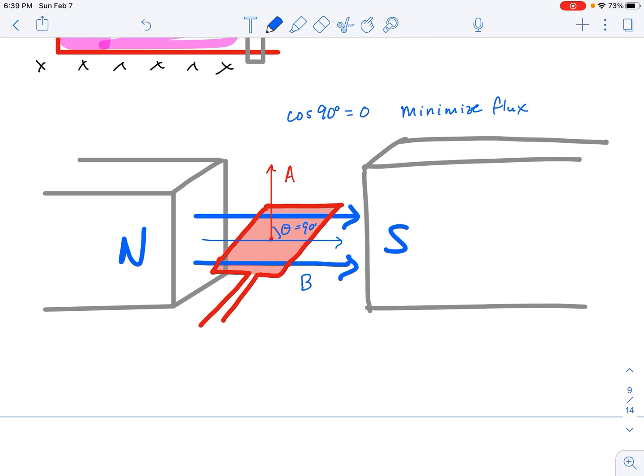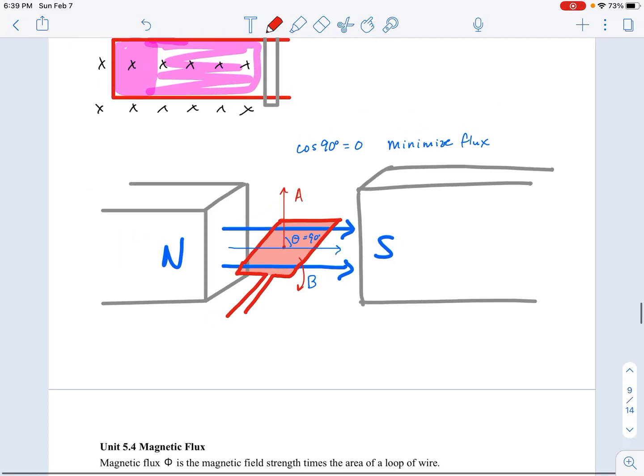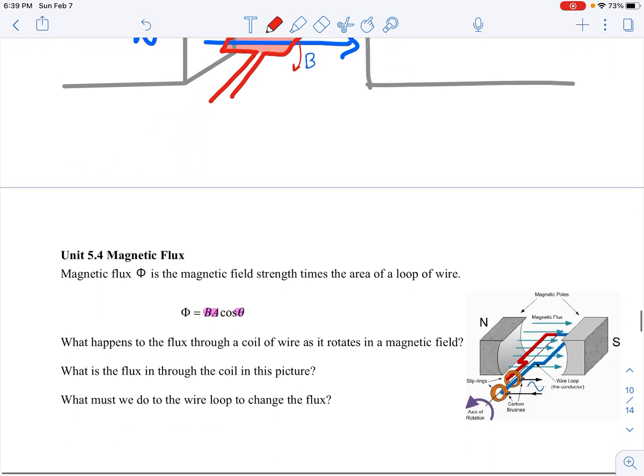And as this thing rotates, it should not be a surprise to you that it creates a sinusoidal function or a cosinusoidal function, and the current and the voltage are going to change accordingly.